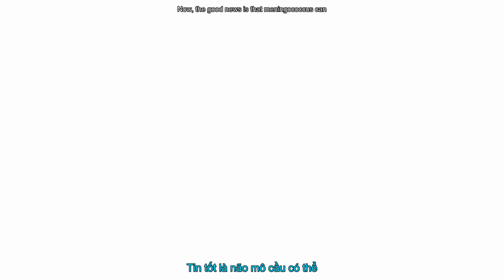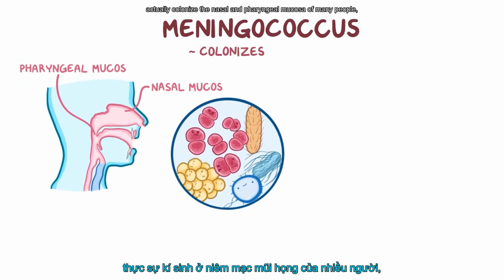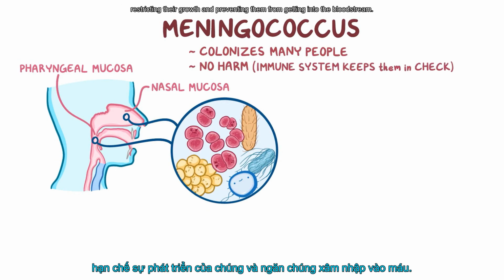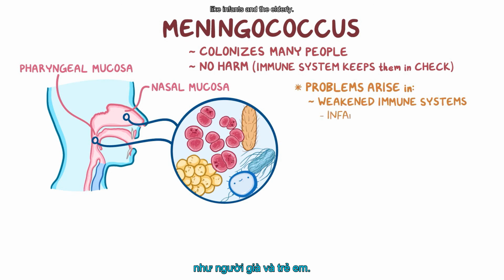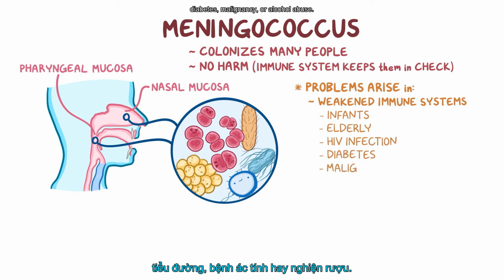Now, the good news is that meningococcus can actually colonize the nasal and pharyngeal mucosa of many people, where it doesn't do any harm so long as the immune system keeps them in check, restricting their growth and preventing them from getting into the bloodstream. Problems arise in individuals with weaker immune systems, like infants and the elderly. Other immune-weakening conditions include an HIV infection, diabetes, malignancy, or alcohol abuse.